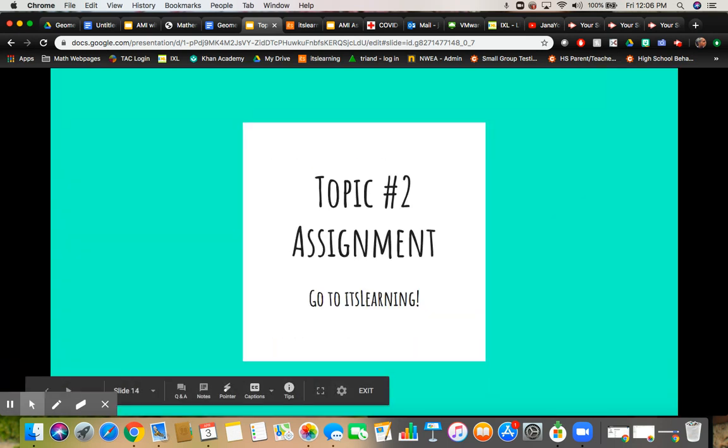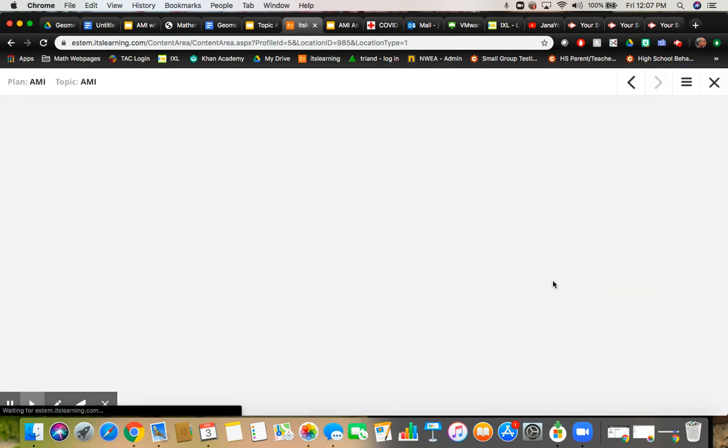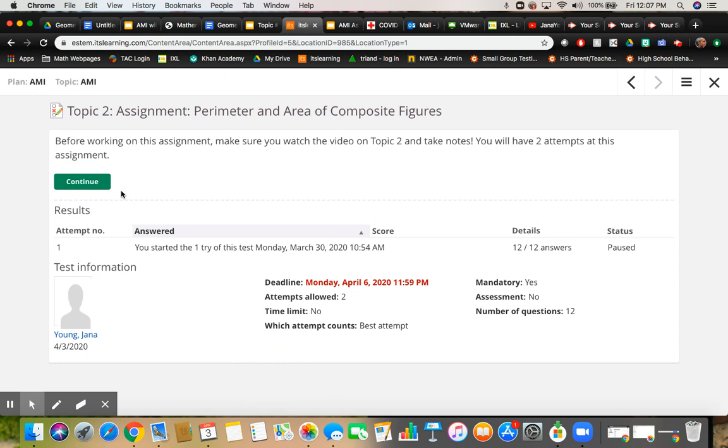All right, so now let's talk about your homework. For your homework, you're going to go to It's Learning, and on It's Learning, you're going to hit on your plans. In your plans, you're going to see something that looks like this. On the right side, it tells you topic 1, handout, homework, your lesson, your guided notes, and then here it is, homework, topic 2. That is your assignment. You're going to click on it, and then just start it.